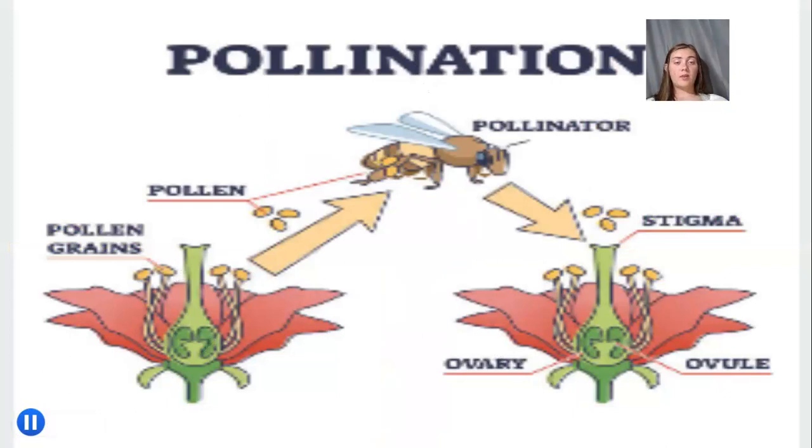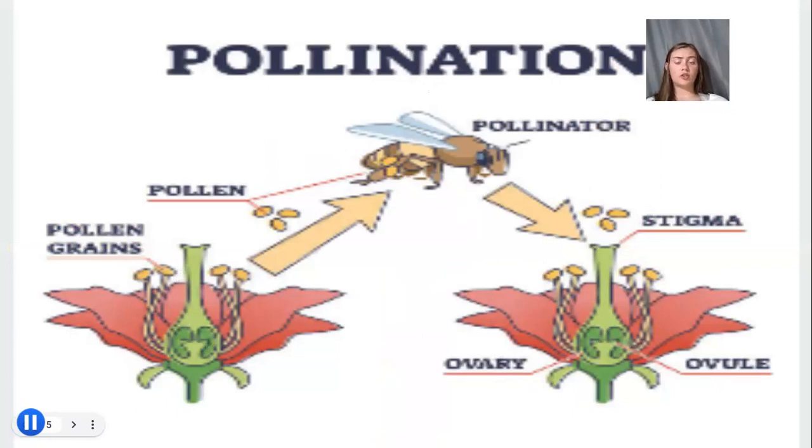When they do that, the pollen falls off of their legs and goes into the stigma. It will then travel down the style and will go into the ovaries, into the ovule, which are the eggs. That is what causes them to pollinate. When the pollen reaches the eggs, they will pollinate, and then it will create more seeds that will be used for new flowers.